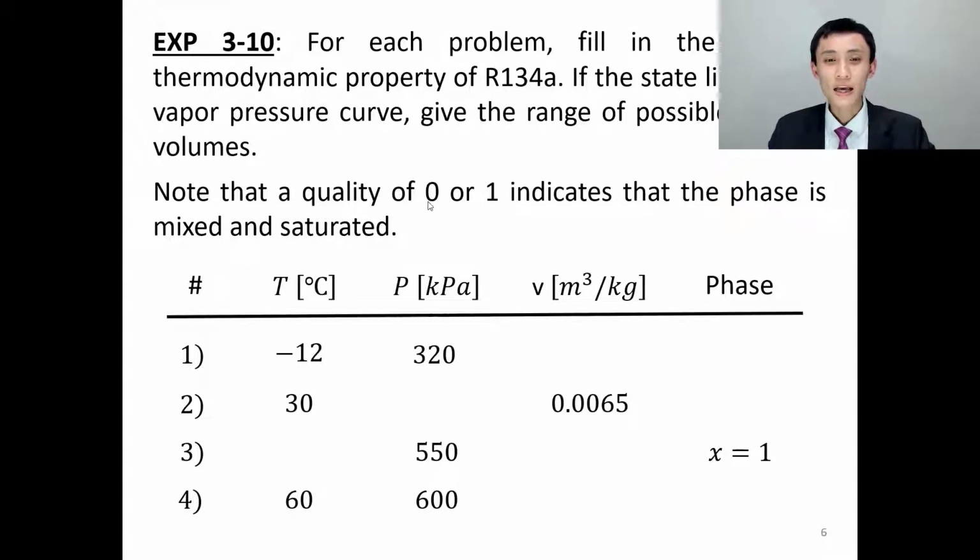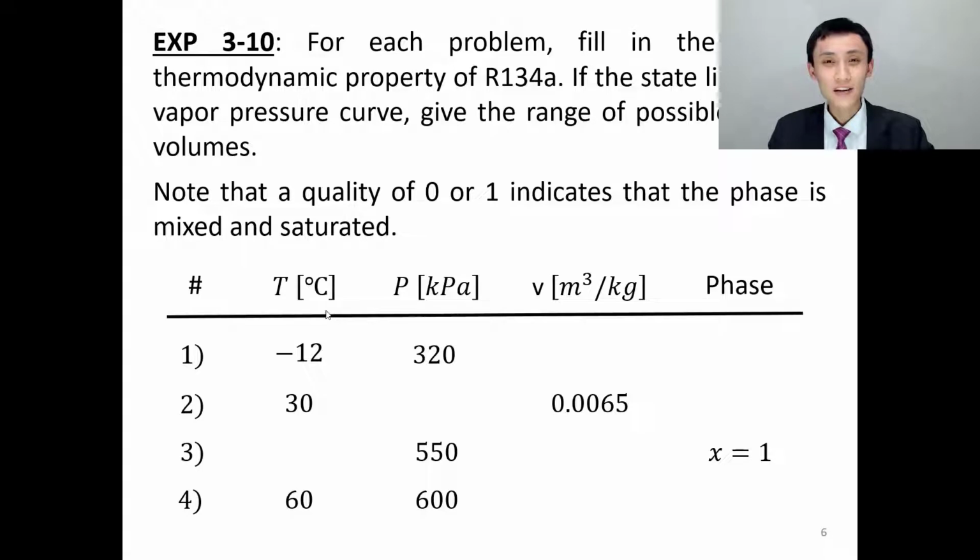And a quality of 0 or 1 indicates the phase is a mixture and saturated. In particular, if it's 1, then it's saturated, 100% gas. And if it's 0, it's saturated, 100% liquid. So let's take a look at them one by one.